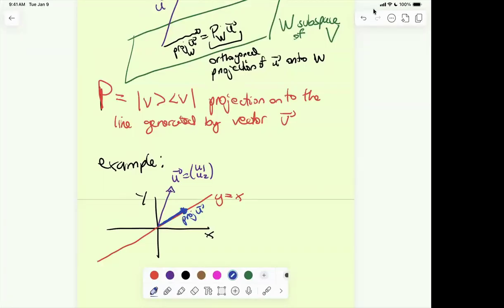What is the condition to be on this line? The condition to be on this line is that both of your entries should be the same, right? So the question is, if you have a vector with two random entries, like 3 and 5, how could you force this vector to be on the line? You have to force it so that its entries become the same, right?